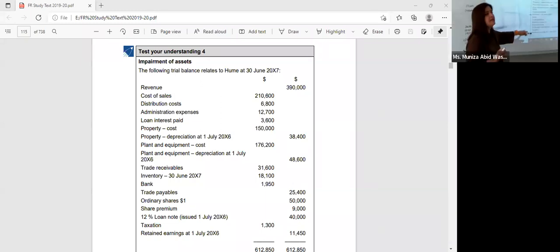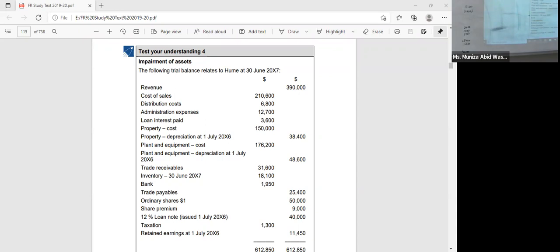So the tax which will be written in the trial balance is your provision. If it's written on the debit side, it's under provision. If it's written on the credit side, it's over provision. Under provision is added to the current year tax, so our tax is going to be increased. Over provision is going to be deducted from the current year tax, so our current year tax would be decreased. Got it? So taxation 1,300 after interest expense.